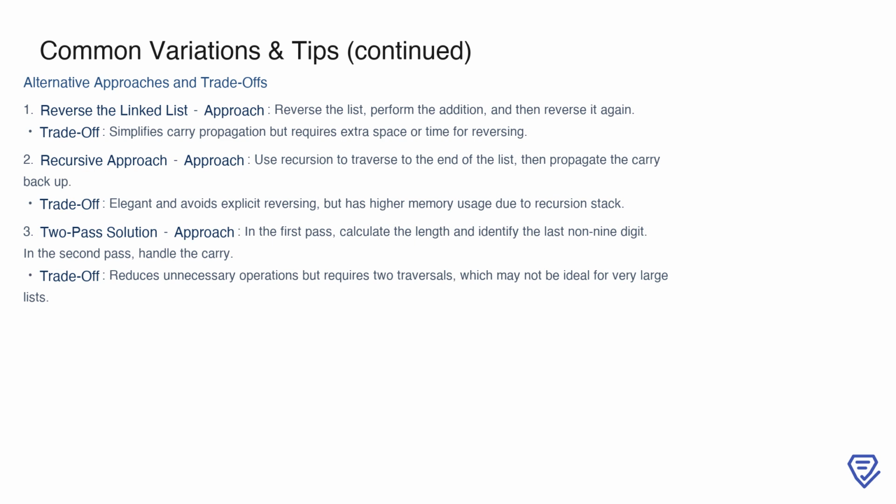Lastly, there's the two-pass solution. In the first pass, you calculate the length of the list and identify the last non-9 digit. Then, in the second pass, you handle the carry propagation. This method reduces unnecessary operations by focusing only on relevant parts of the list, but it does require two traversals, which might not be ideal for extremely large linked lists. Each approach has its strengths and weaknesses, and the choice depends on the problem constraints and your priorities, whether that's minimizing space usage, optimizing for time, or keeping the implementation simple.